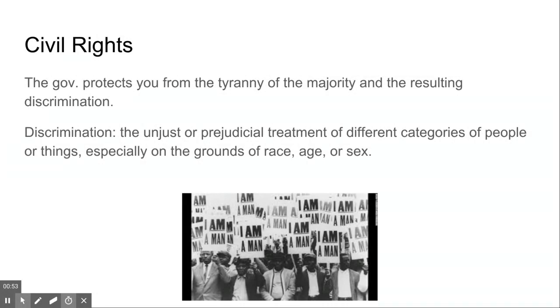of some form. What is discrimination? Obviously, the key point of this presentation. It is the unjust or prejudicial treatment of different categories of people or things, especially on the grounds of race, age, or sex. So it's the idea of taking a particular group of people and making a judgment about them without knowing them individually, particularly about some factor involving them that they cannot change: their race, their age, or their sex.